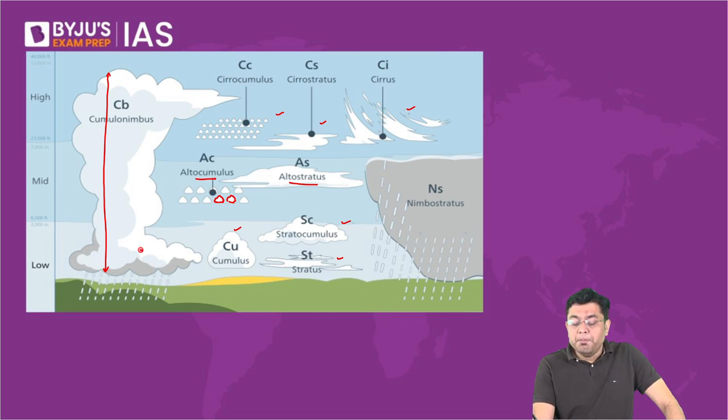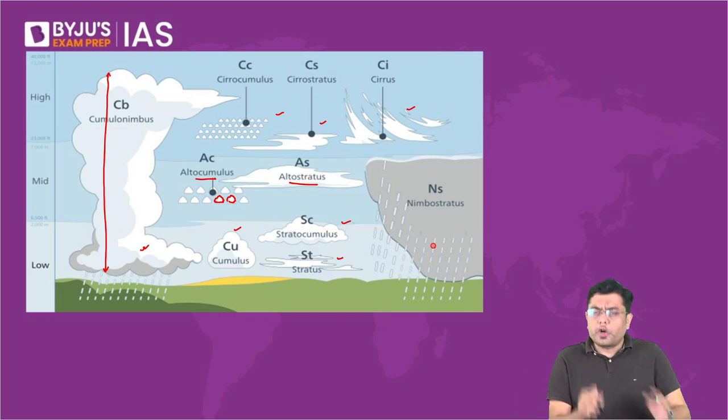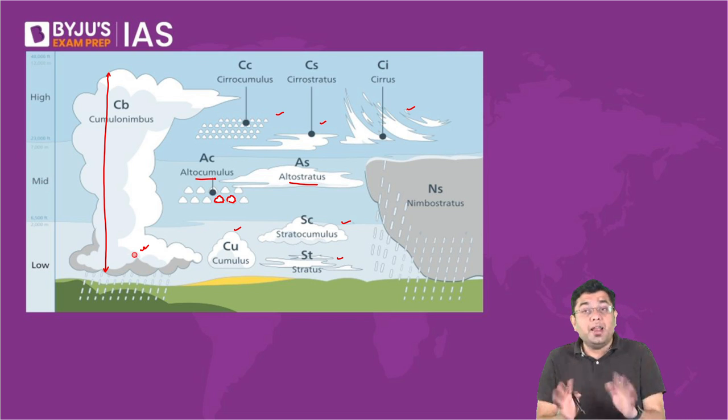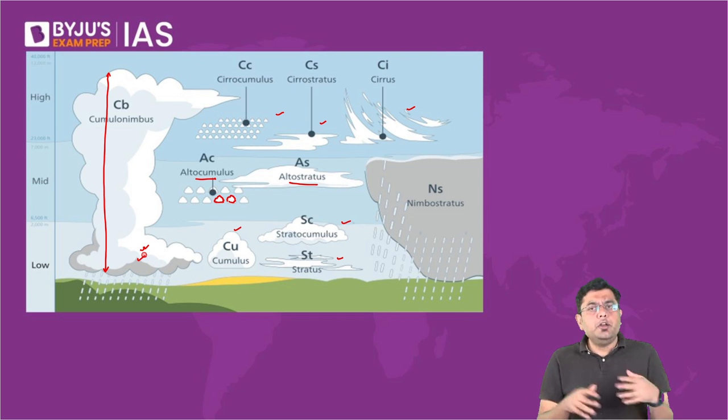Then you have nimbostratus. Nimbostratus is like a layered formation. It will appear very dark. Within it, it can include many different cumulus clouds themselves. And then this brings rainfall, but a prolonged and continuous rain. This brings you a short span of very heavy rainfall, violent rainfall. This will bring you a kind of a prolonged rainfall.